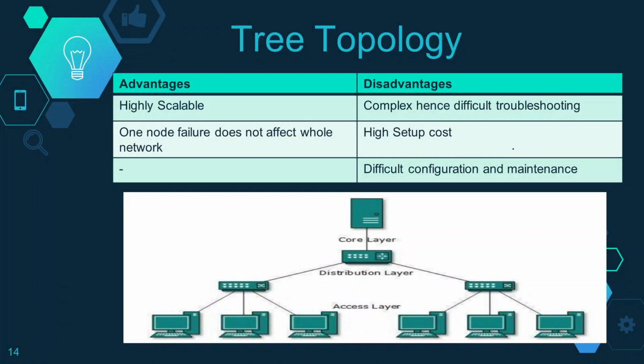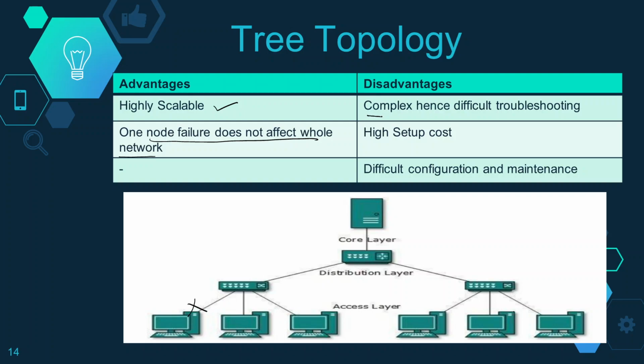So these are some of the advantages and disadvantages of this topology. The first advantage is that it is highly scalable. Here we can add more computers, more hubs and more switches, and we can expand this network to a whole new level. Another advantage is that one node failure does not affect the whole network. As in the case of ring topology, one node affected the whole network. Here, one node failure does not affect other nodes or the network.